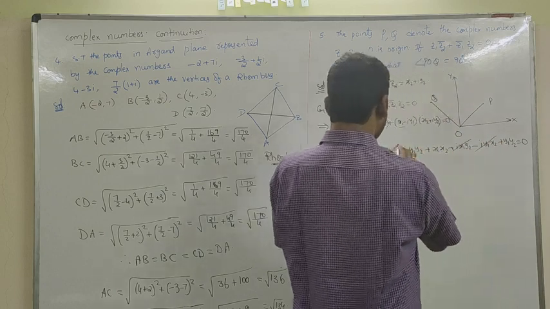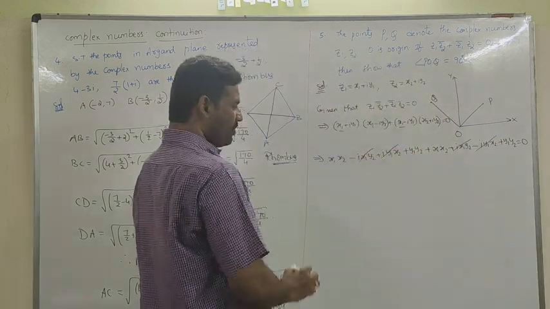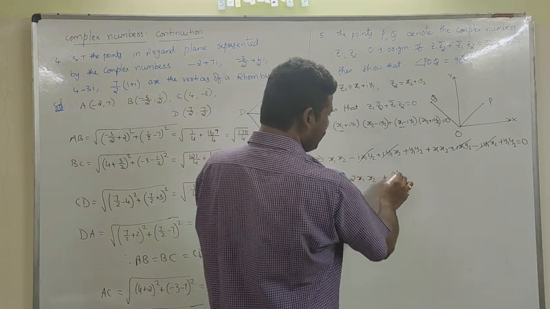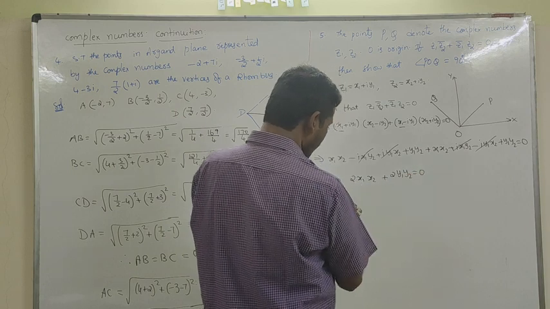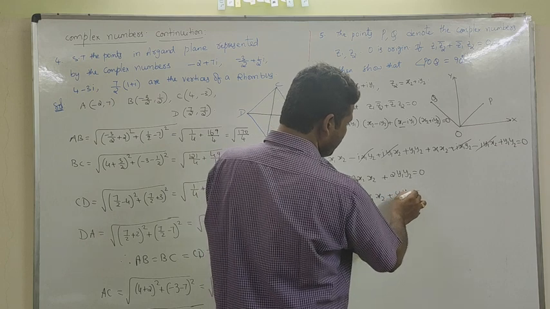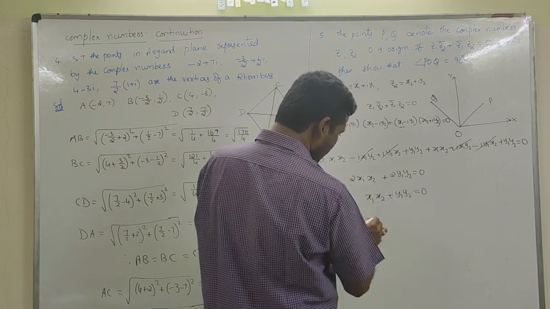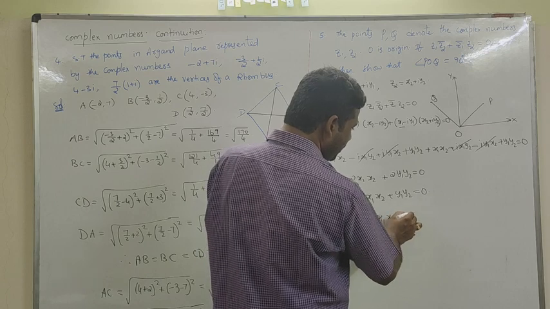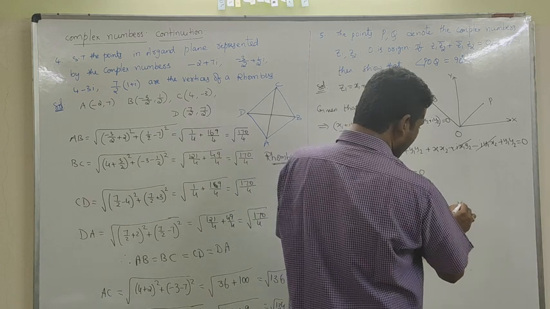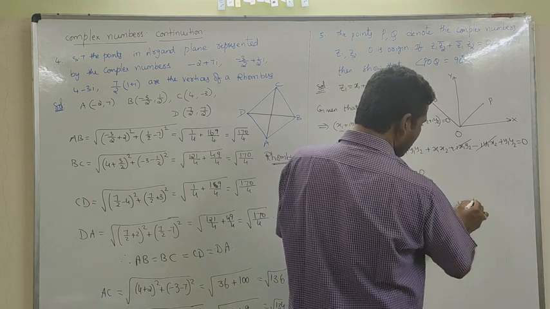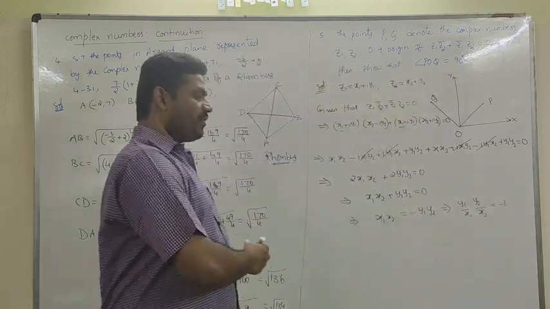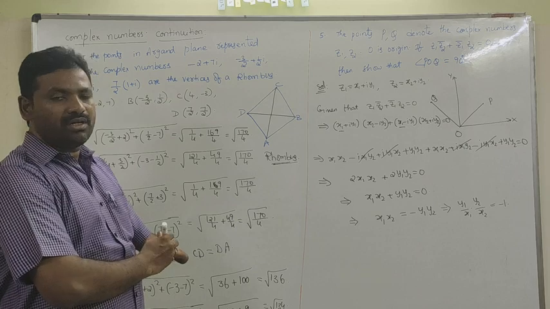This and this get cancelled. What does that imply? 2x1x2 + 2y1y2 equals 0, which implies x1x2 + y1y2 equals 0, that implies x1x2 equals -y1y2. What does that imply? (y1/x1) times (y2/x2) equals -1.